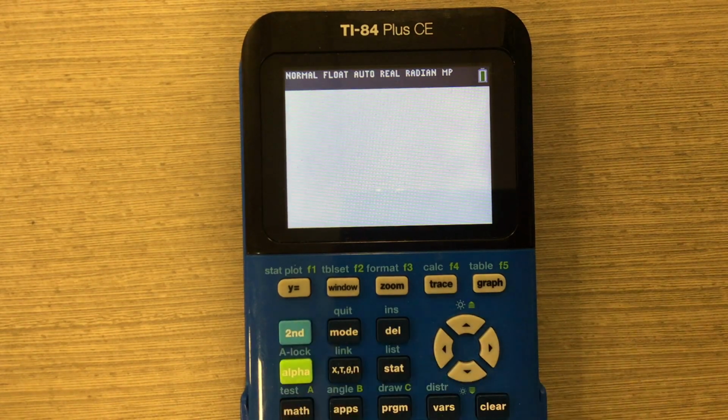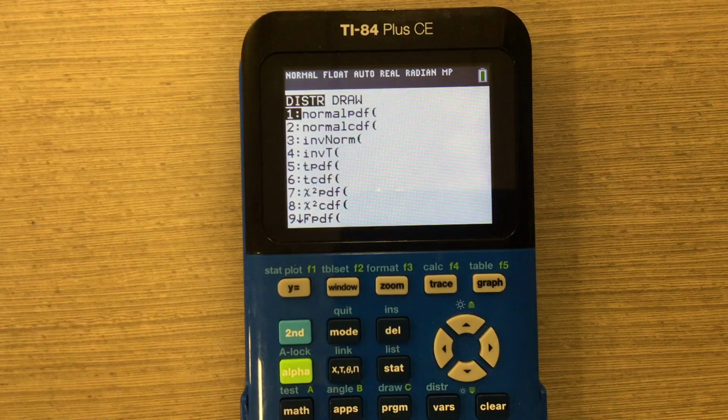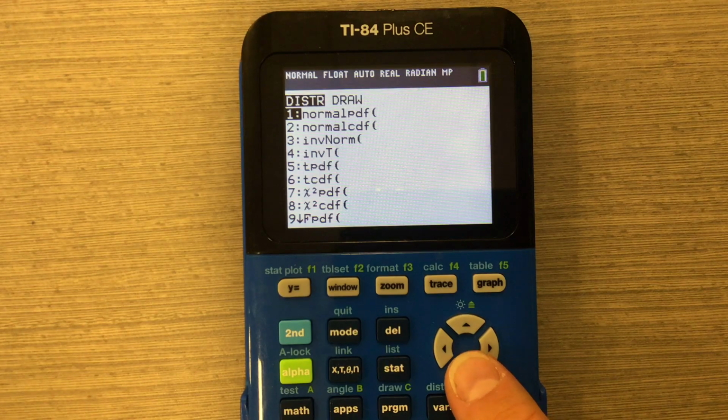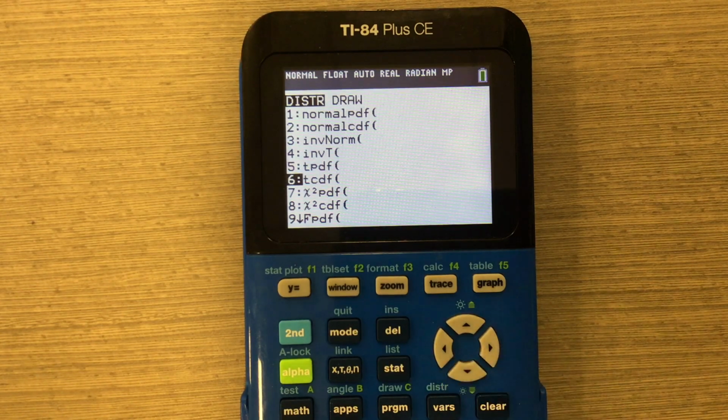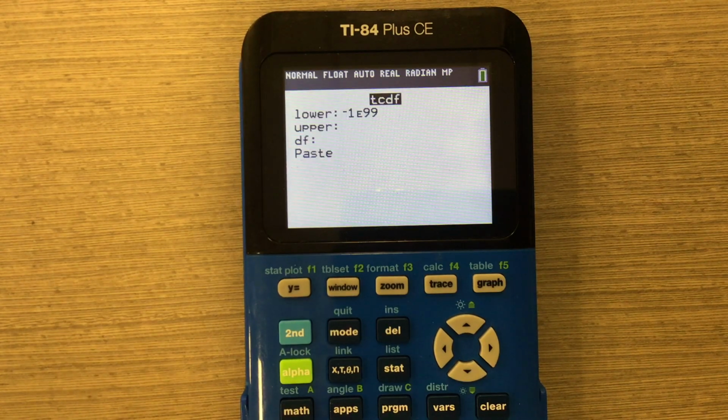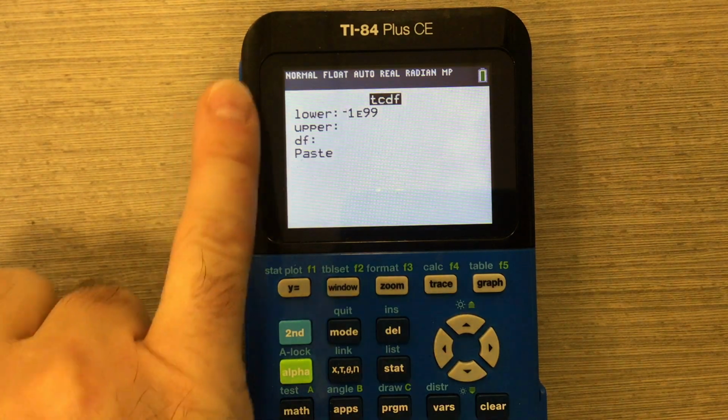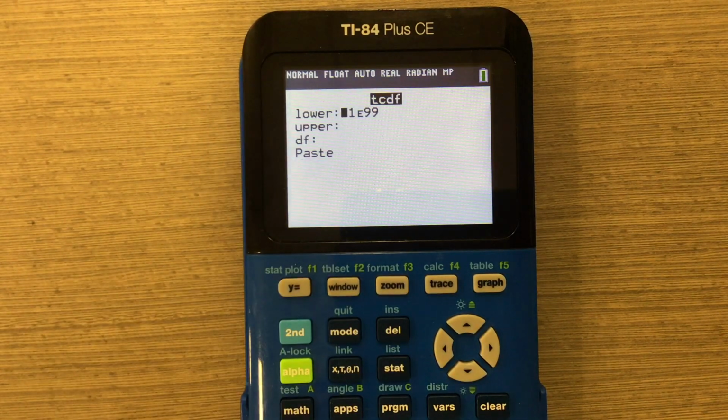So we'll go second, and we would go to vars, or distributions is actually where it's going to send us. And you can see, like the normal functions, we also have tPDF and tCDF. We're going to deal with CDF. We're always doing cumulative, since these are continuous random variables that we're dealing with and not discrete. So here we're going to be clicking enter. And if you don't have the menu I'm staring at here, maybe you have some older software, the syntax is this order here, which is lower, upper, degrees of freedom separated by commas.